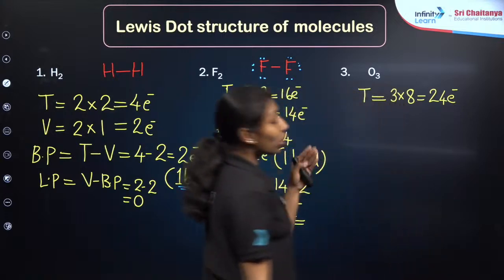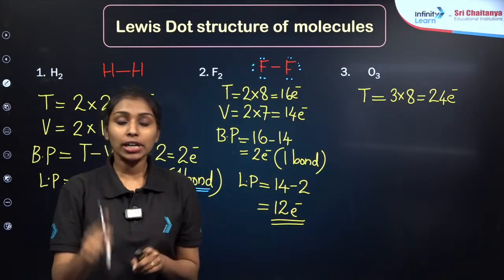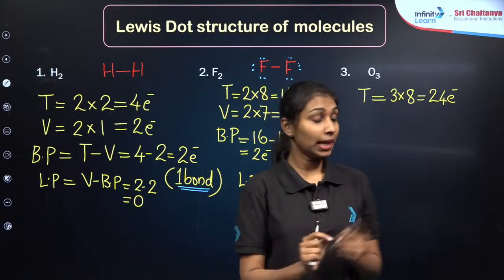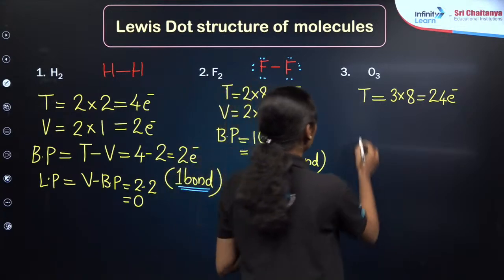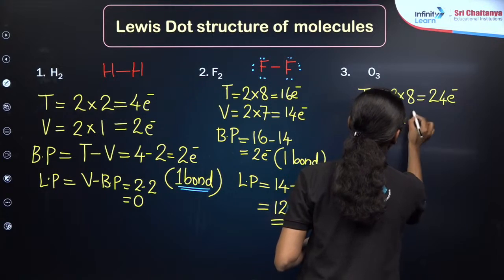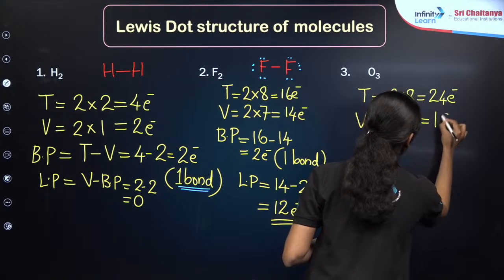Then what about the total number of valence electrons here? For one oxygen atom, it is 6 electrons, right? 6 electrons is the valence electrons in the case of oxygen atom. If you are taking 3 oxygen atoms here, the valence electrons will be equal to 3 into 6, that is 18 electrons.